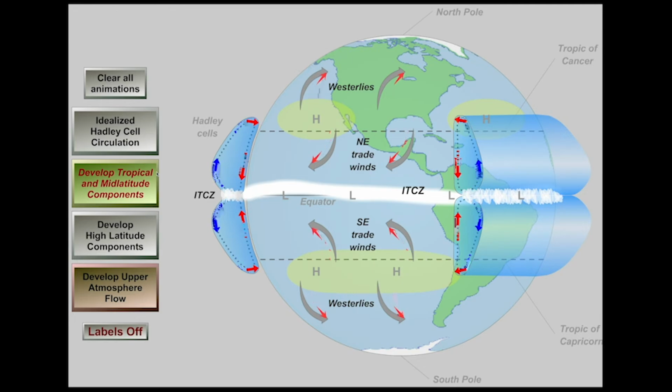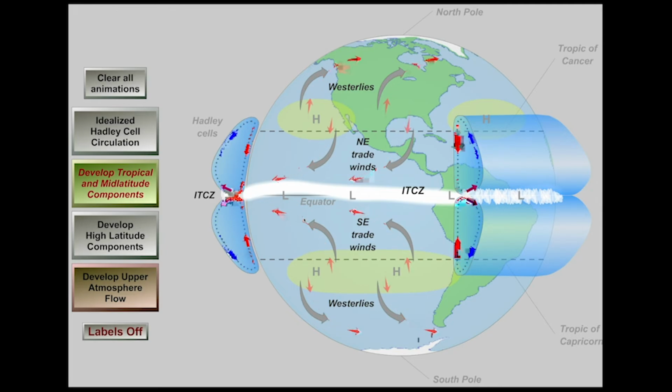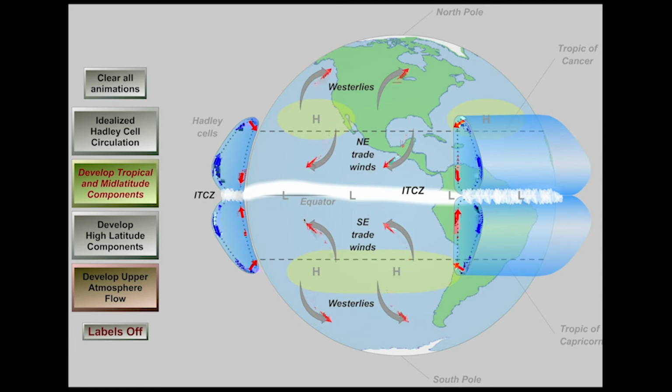Coupled with the Hadley cells, we have the development of the northeast trade winds in the northern hemisphere and the southeast trade winds in the southern hemisphere. These again are deflected to the right, no matter which direction they're traveling, because of the Coriolis effect. That's in the northern hemisphere. In the southern hemisphere, they're deflected to the left. Now, what this results in, this increase in pressure as the air is descending, is a standing high pressure system at about 30 degrees north.